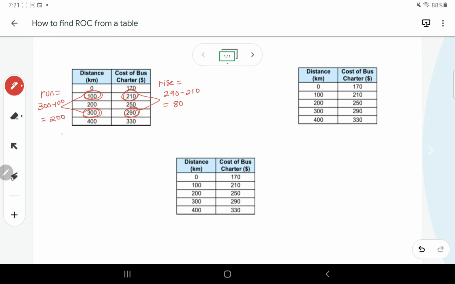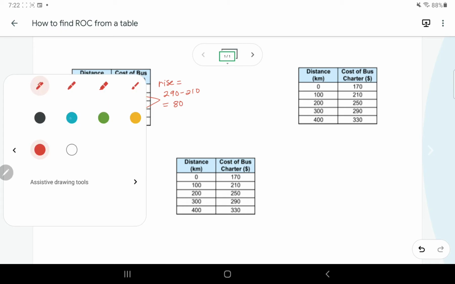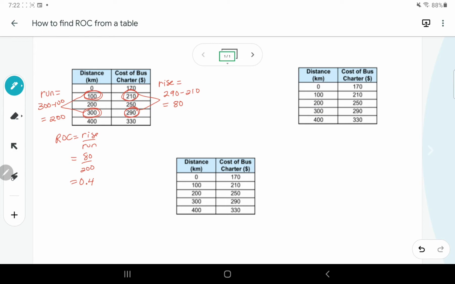Now, when I'm doing this, the ROC equals rise over run. So rise is 80 over run is 200. And when you divide that out, you get 0.4. So that's 0.4.